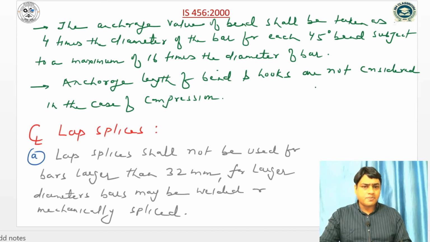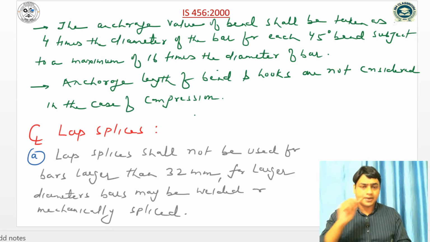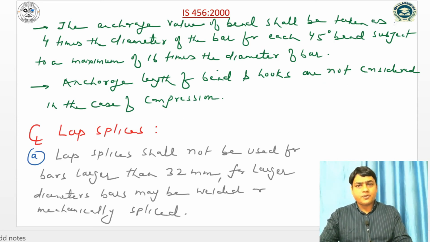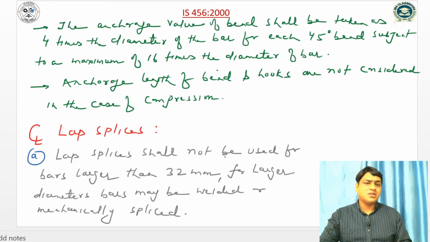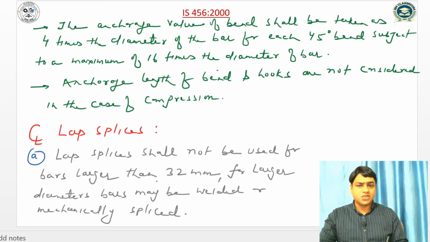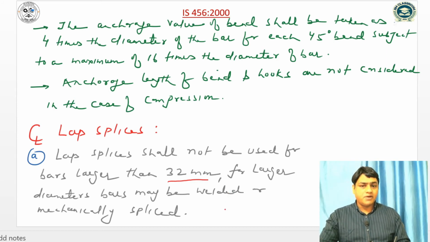Similarly, the anchorage length of bends and hooks is not considered in case of compression. So only in tension do we take the value of this anchorage length of hooks, and it is not considered in the case of compression. So another codal provision is about lap splices. Lap splices shall not be used for bars larger than 32 mm diameter. So lap splices are not preferred when the diameter of the bar is greater than 32 mm. In that case, we generally prefer welded or mechanically spliced bars.